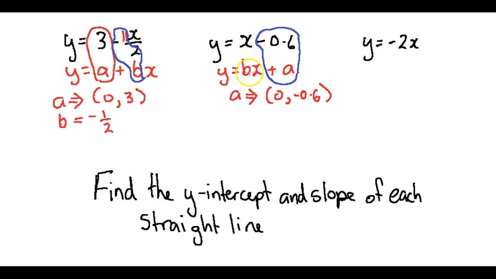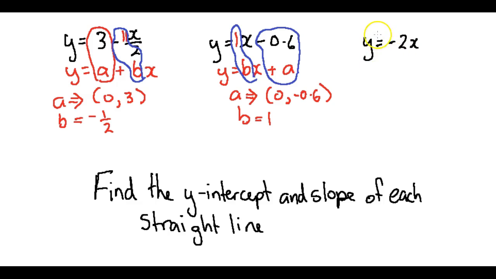Now, a lot of students make mistakes here. They write b as 0 because there's nothing in front of x. But remember, the x actually has a 1 in front of it. And so now we can see that the gradient is 1, and so b equals 1, using the symbols they use.